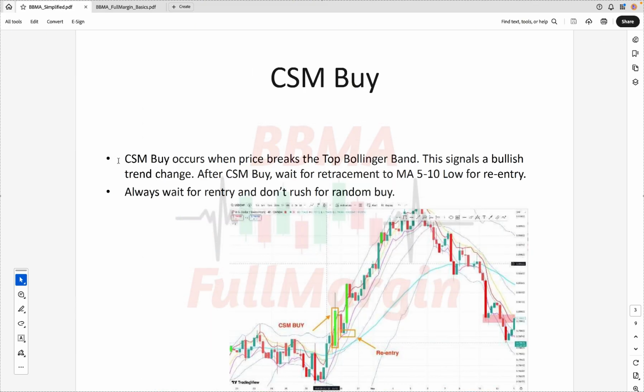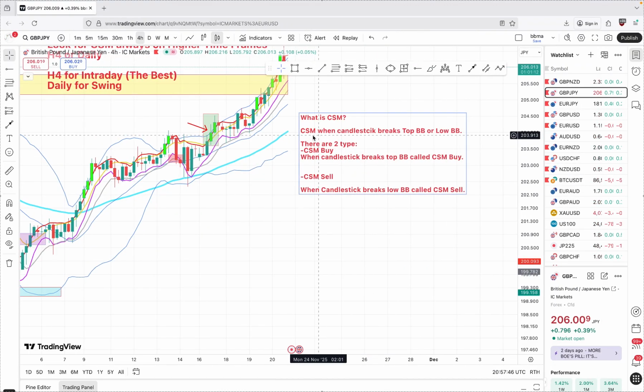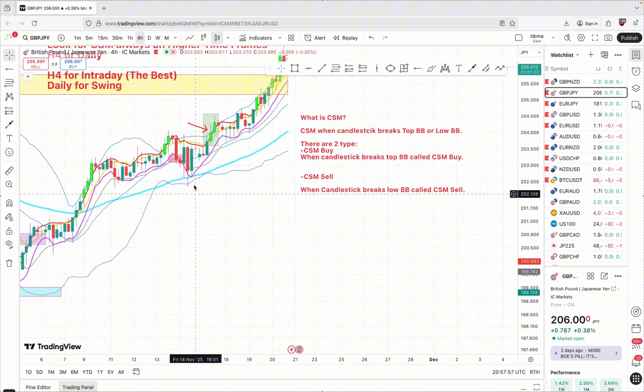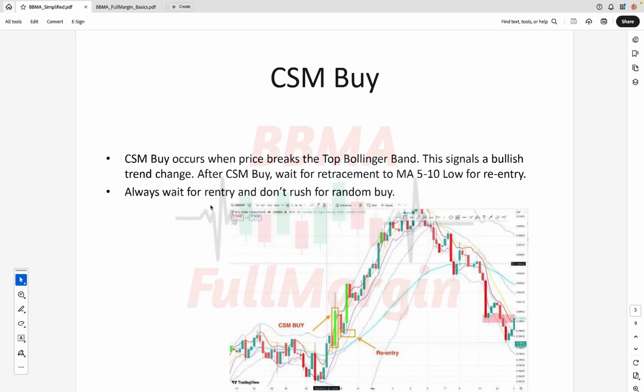CSM buy, see again, CSM buy occurs when price breaks the top Bollinger Band. This signals a bullish trend. After CSM buy, wait for retracement to MA510 low for re-entry. So the CSM definition I already wrote over here: CSM is when a candlestick breaks top BB or low BB. But what kind of CSM it is, CSM buy or CSM sell, we understand with the top BB or low BB. When it breaks top BB, it's CSM buy. When it breaks low BB strongly, it's a CSM sell. And always look for CSM buy and CSM sell on higher time frame, H4 or daily.